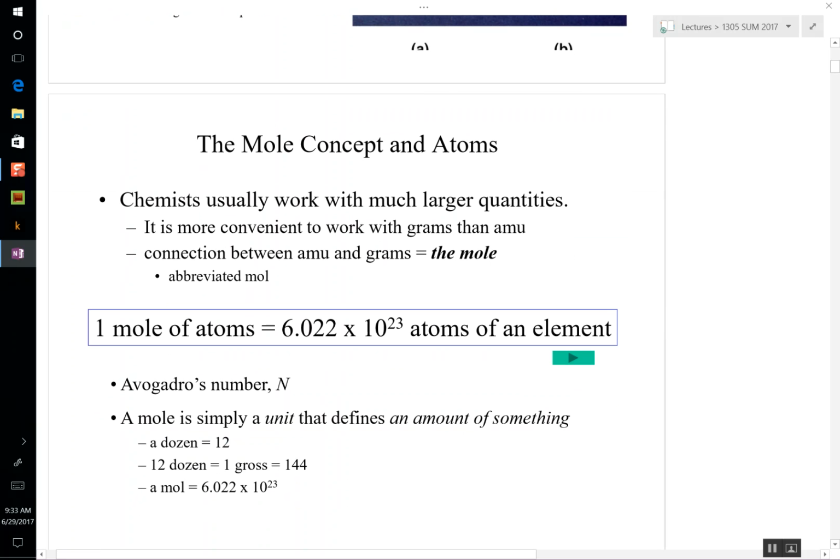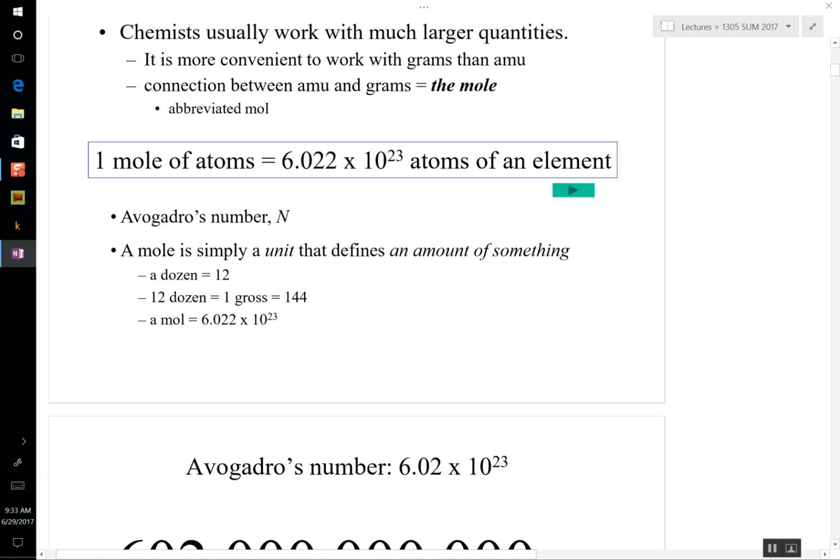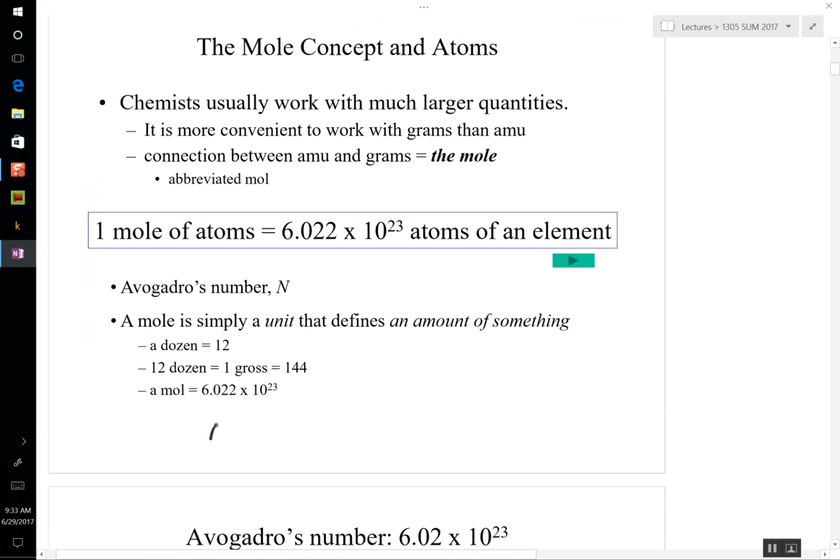Here it says a mole of atoms. It can be a mole of anything. It could be a mole of donuts. A mole of anything is 6.022 times 10 to the 23rd of those things. So a mole of atoms would be 6.022 times 10 to the 23rd atoms. A mole of molecules would be that many molecules. A mole of ions would be that many ions. It's the same number of things.